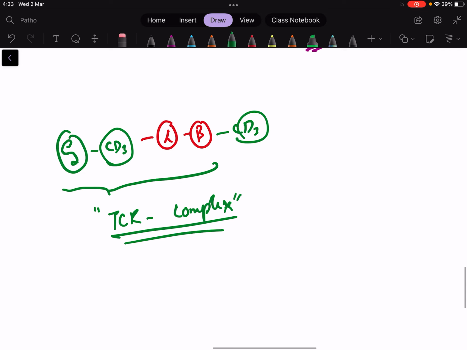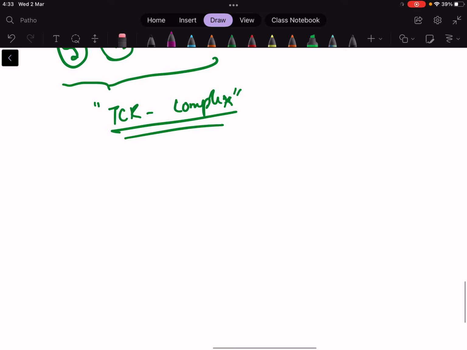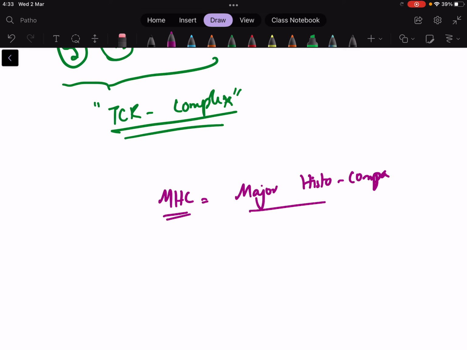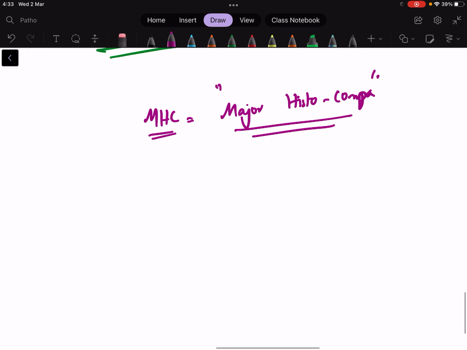Now I would like to say a little about MHC restriction. I think you guys have heard about MHC. MHC means major histocompatibility. This thing is very important, but I would like to say a little bit about it, and in a future lecture I will do a complete lecture on MHC compatibility.